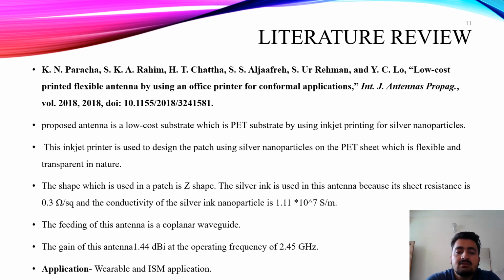And the inkjet printing we use to design the patch using silver nanoparticle. The patch sheet is flexible and transparent in nature, and the shape of the patch is Z shape, and the silver ink is used as an antenna. Using this antenna because the sheet resistance is 0.3 ohm per square, and the conductivity of the silver ink particle is 1.1 × 10^7 Siemens per meter.